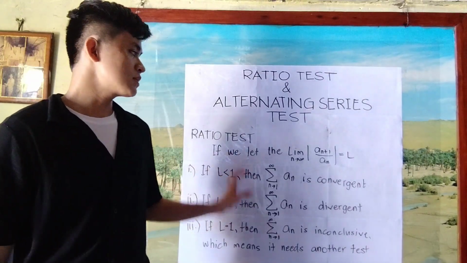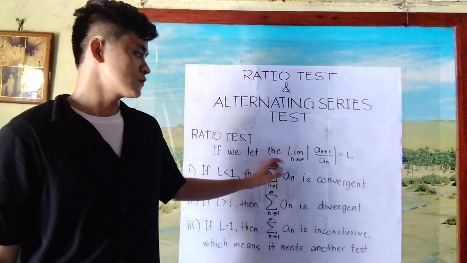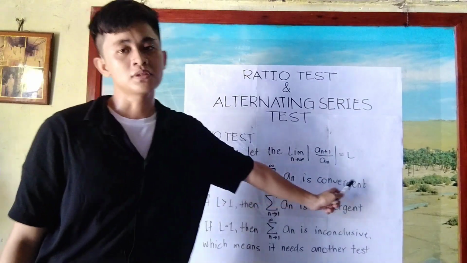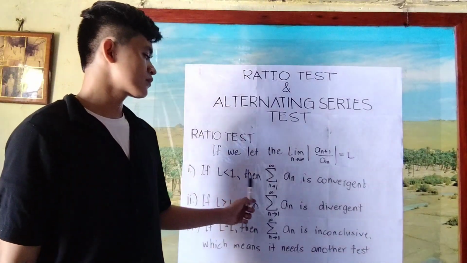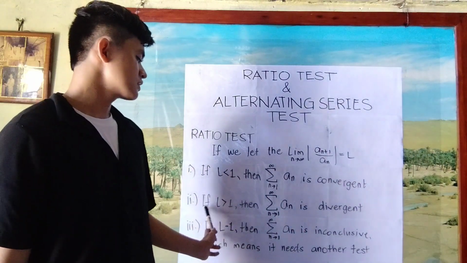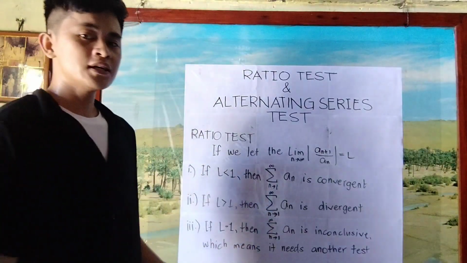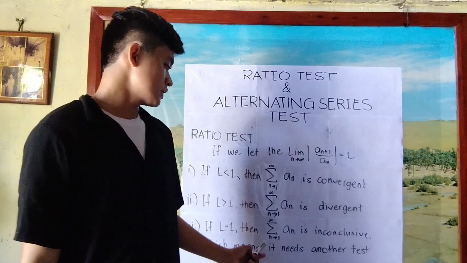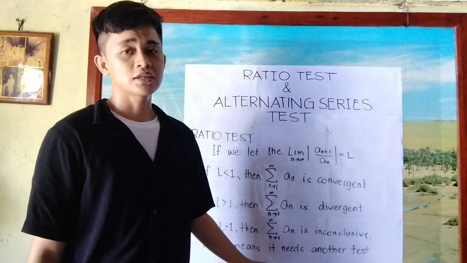If we let the limit of the absolute value of a sub n plus 1 over a sub n, as n approaches infinity, be equal to L: if the limit is less than 1, then the series is convergent. If the limit is greater than 1, the series is divergent. If the limit is equal to 1, then you cannot make any conclusion, the series is inconclusive, which means it needs another test.